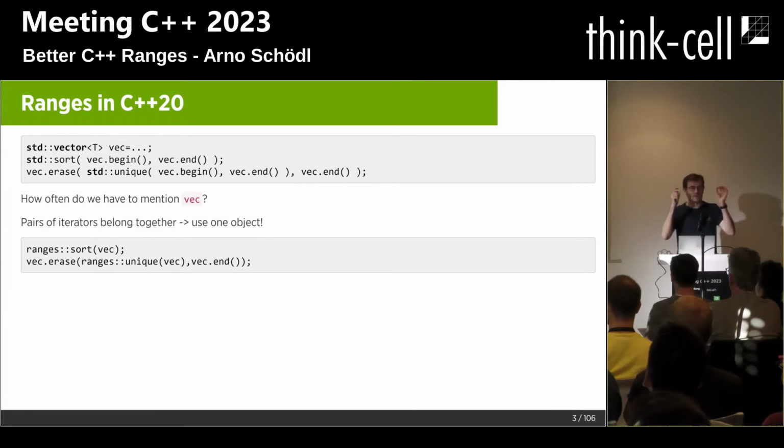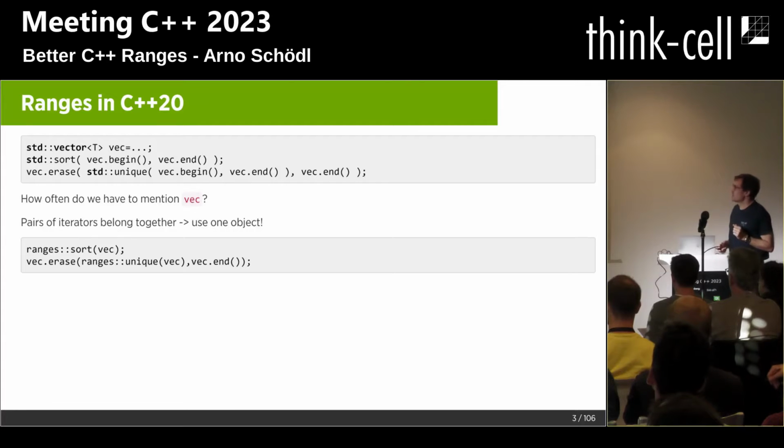Okay. Now, pairs of iterators, which are throughout the standard library, belong together. They are describing one object. So quite natural, just put them into one object. So then this would look like this. And this is C++20 ranges: ranges::sort of the vector, and then vec.erase(ranges::unique(vec), vec.end()). All right, I think it's clear what this thing is doing. So we are sorting it, and then we are throwing away the duplicates.